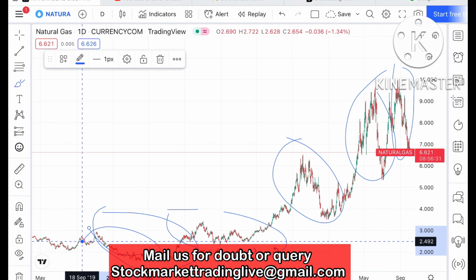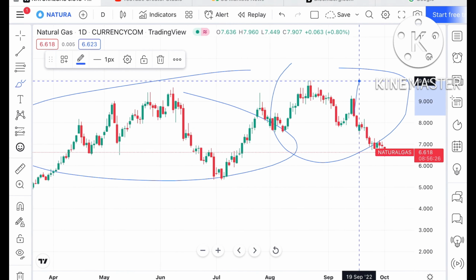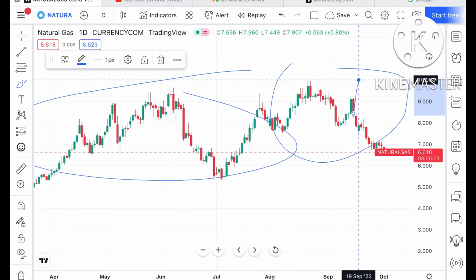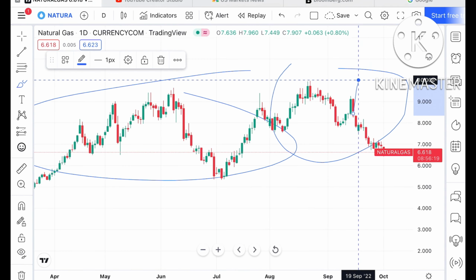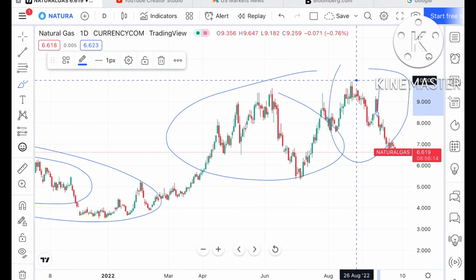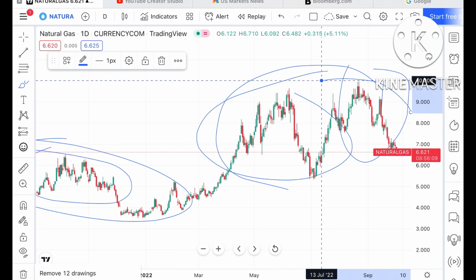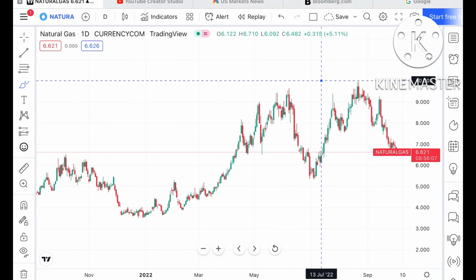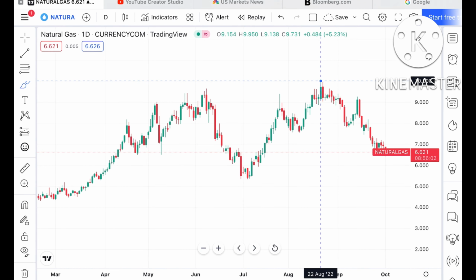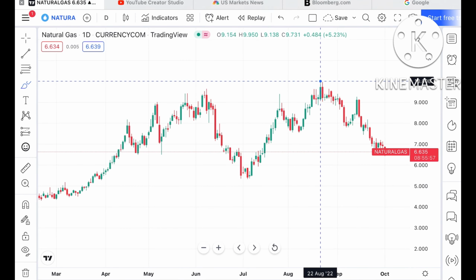You can look at these charts continuously. Now also this happened after making a high of around $10. The price has been continuously moving down, and natural gas is trading at around $6.618, and it has been quite volatile since 2022. In this zone, because of the war and the imbalance in export and import of natural gas, the price has been moving up and down. So let's see what the chart shows for the next 2 days.